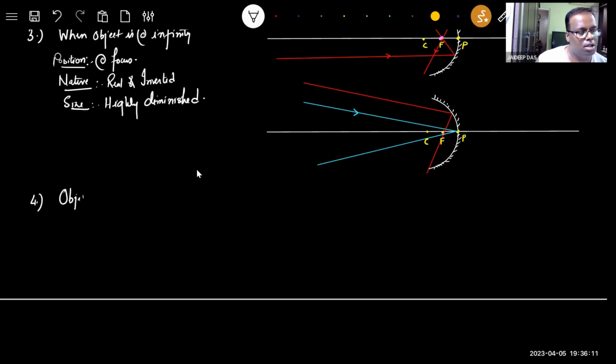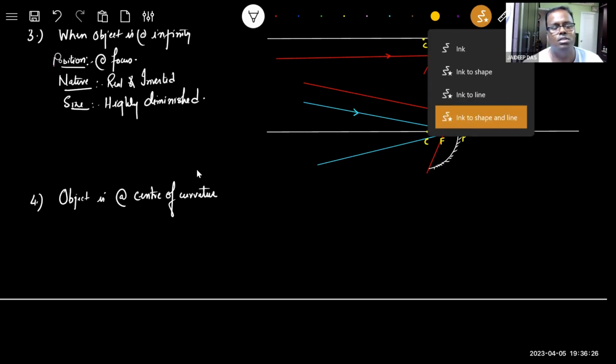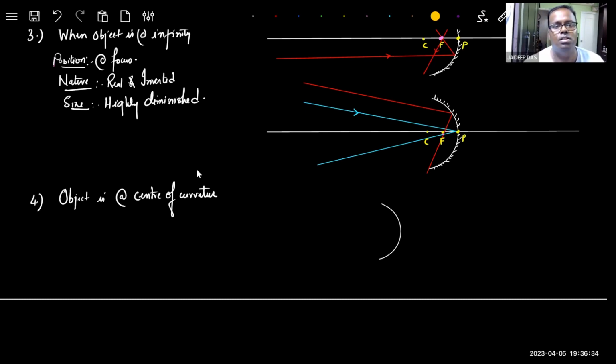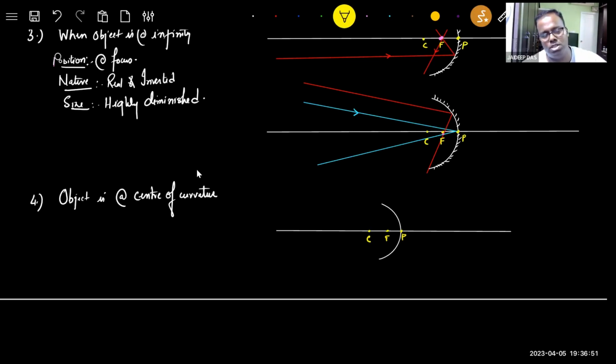Object is at center of curvature, ये सबसे क्यूट है। Same size, inverted, real, and at center of curvature. Object is at center of curvature. ये सबसे क्यूट है। चलो इसको बनाते हैं. It's something like this. ये हमारा मिरर, और ये हमने मिरर को घिस दिया, and this is your principal axis. Mark your points. This is my pole. Okay, this is pole. This is focus. This is center of curvature. ठीक है, this is pole, this is focus, this is center of curvature.